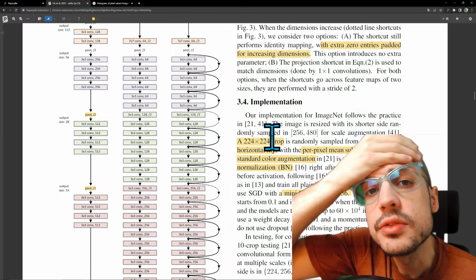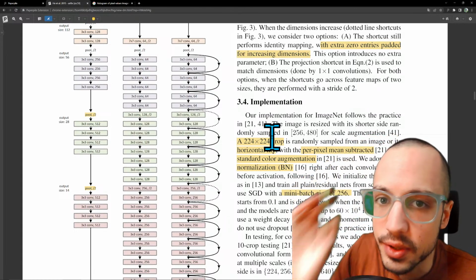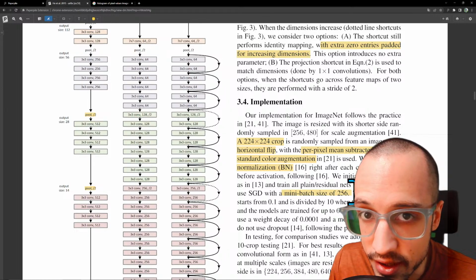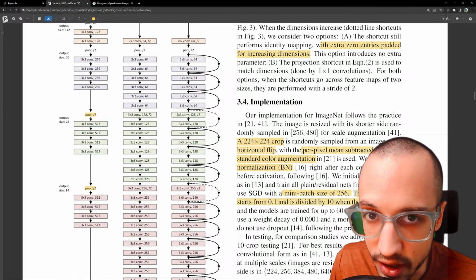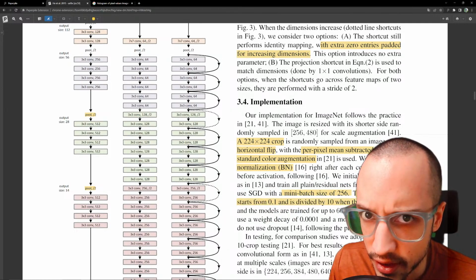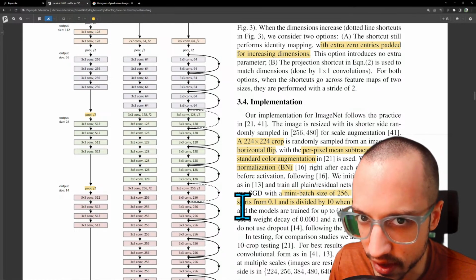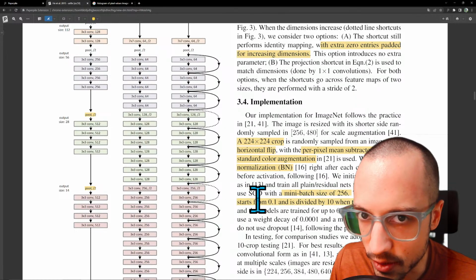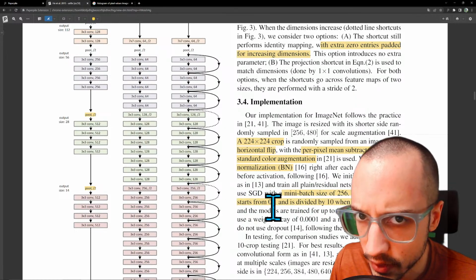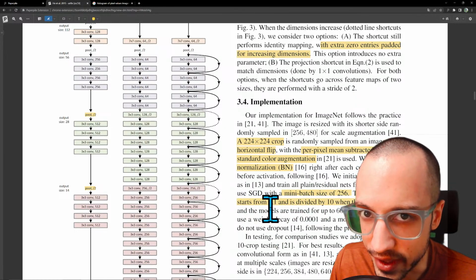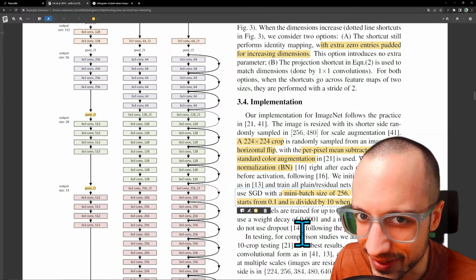The learning rate starts from 0.1 and is divided by 10 when the error plateaus. So they're doing learning rate scheduling here. Nowadays, people have more complicated forms of learning rate scheduling, but this is the most basic one. That's a huge learning rate too, 0.1, that's a crazy high learning rate.